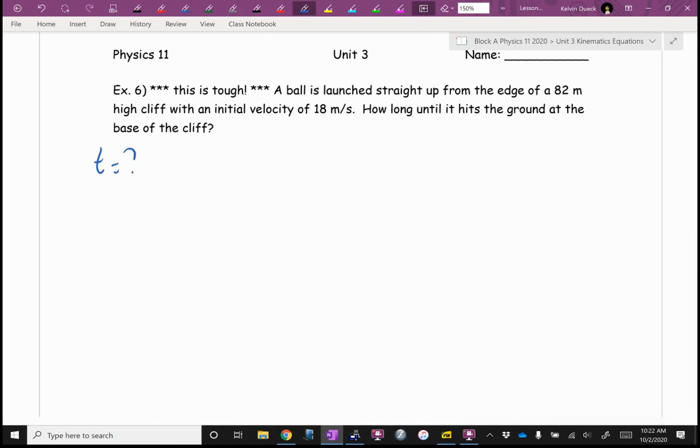What's that 18? Initial velocity. And we're in free fall, even on the way up, so A equals negative 9.8. What's D? I'm going to give you a hint. It's not 82. This is the first little mini curveball, not 0. You need to realize that this is technically a displacement. Does this end up above or below us? So what's D? It's not 82.